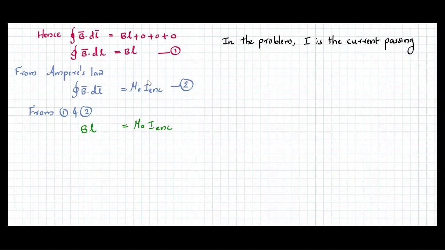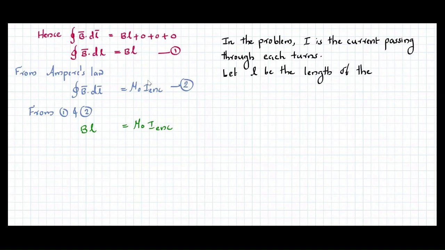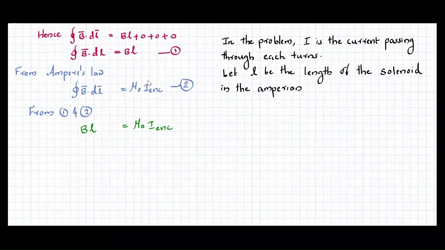In the present problem, I is the current passing through each turn. Therefore, each turn will contribute a current I to the Amperean loop. Let us take L as the length of the solenoid in the Amperean loop, because the solenoid contains n closely wound turns together.